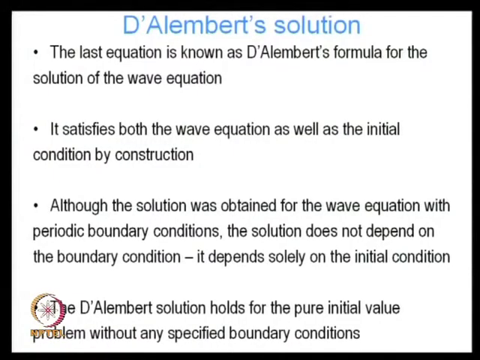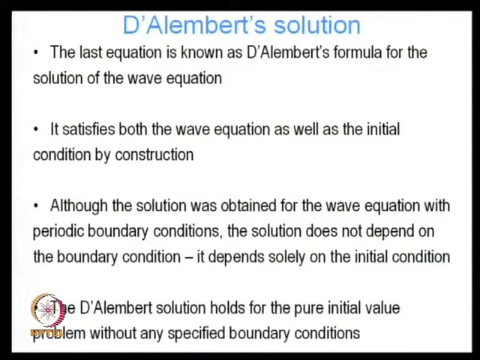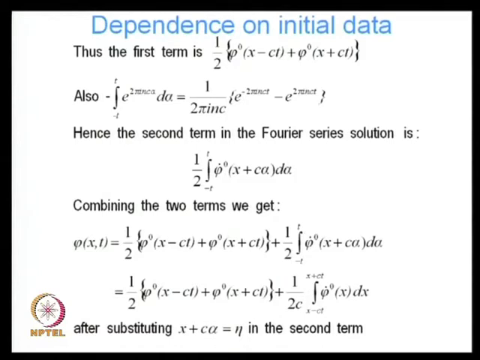Although the solution was obtained for the wave equation with periodic boundary conditions, it is clear that the solution does not depend on the boundary condition. It depends totally on the initial condition. So the D'Alembert solution holds for the pure initial value problem without any specified boundary conditions, because you can see here there is no influence of the boundary conditions at all. It is totally dependent on the initial conditions.